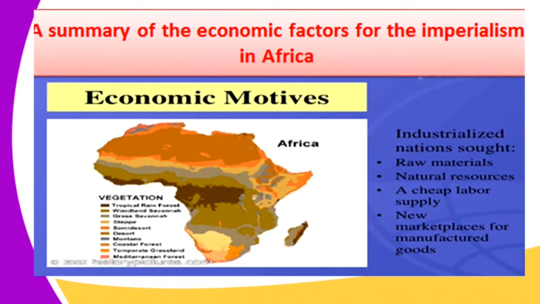Summary for the economic factors for imperialism in Africa. The economic motive for the Europeans to come to Africa was that they came as industrialized nations. They sought raw materials. As we summarize the economic factors: natural resources, cheap labor, that is slaves, and new markets. They wanted to search for new markets for their manufactured products, or rather manufactured goods.